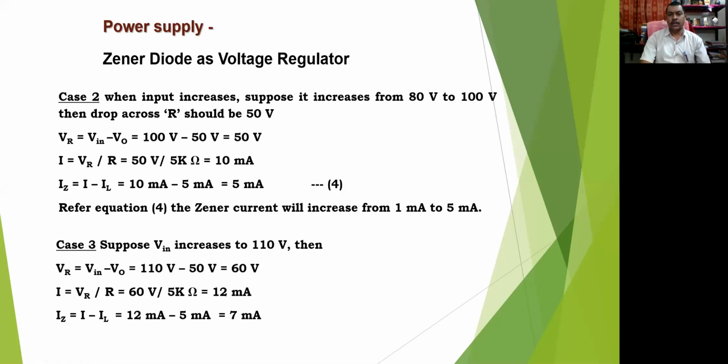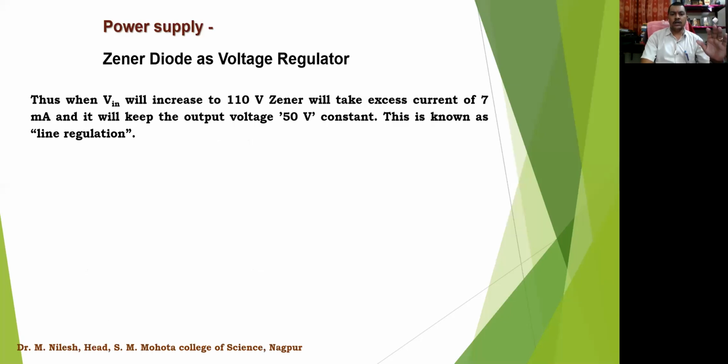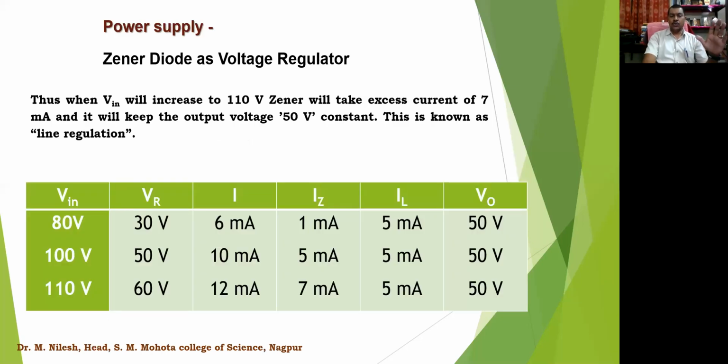So this is what we have studied for line regulations, and this was a table that I need to show you, that in this, even if the input voltage varies, the voltage drop across the resistance should increase such that the output voltage should remain constant, and at the same time the load current should also remain constant. So if you are able to see over here, the load current is 5 milliamperes, output voltage is 50 volts, and the IZ and I are being changed accordingly to keep the output voltage as constant. This was the line regulation.